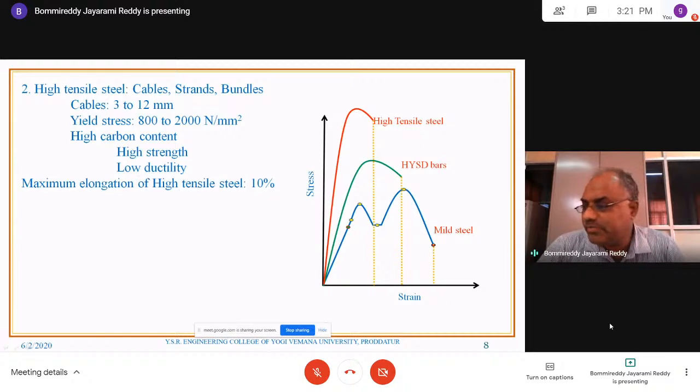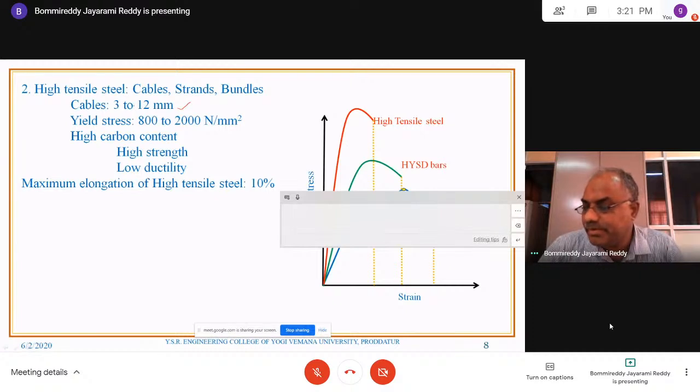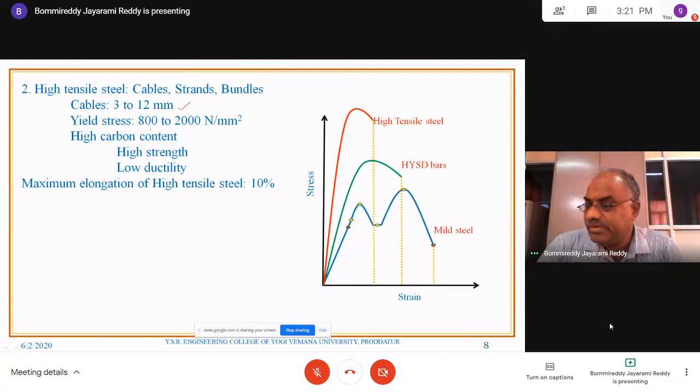So always we go for high tensile steel, and it may be in the form of cables, strands, bundles, etc. Normally the cables are with a diameter of 3 to 12 millimeters, and yield stress varies from 800 to 1200 Newton per mm square.